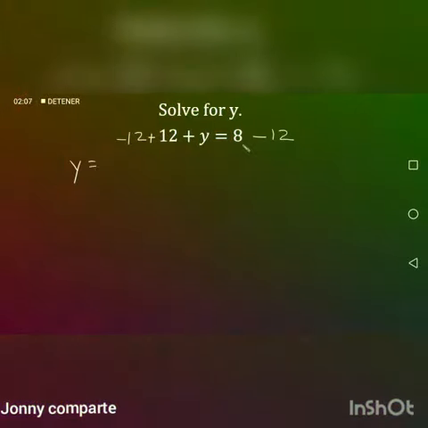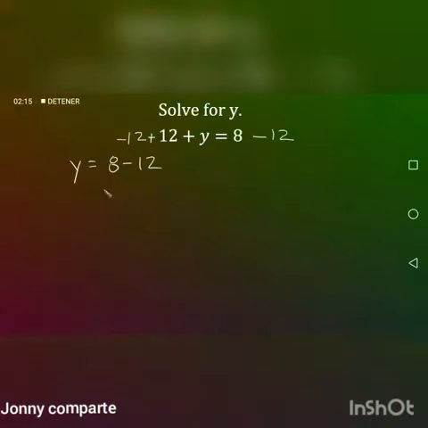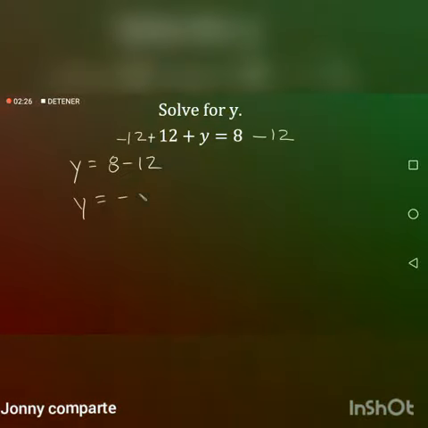On the right hand side of my equation, I'm left with 8 subtract 12. Okay, so now for my final step, all I need to do is perform this final operation, this subtraction. So 8 subtract 12 is equal to negative 4. And that's my answer.